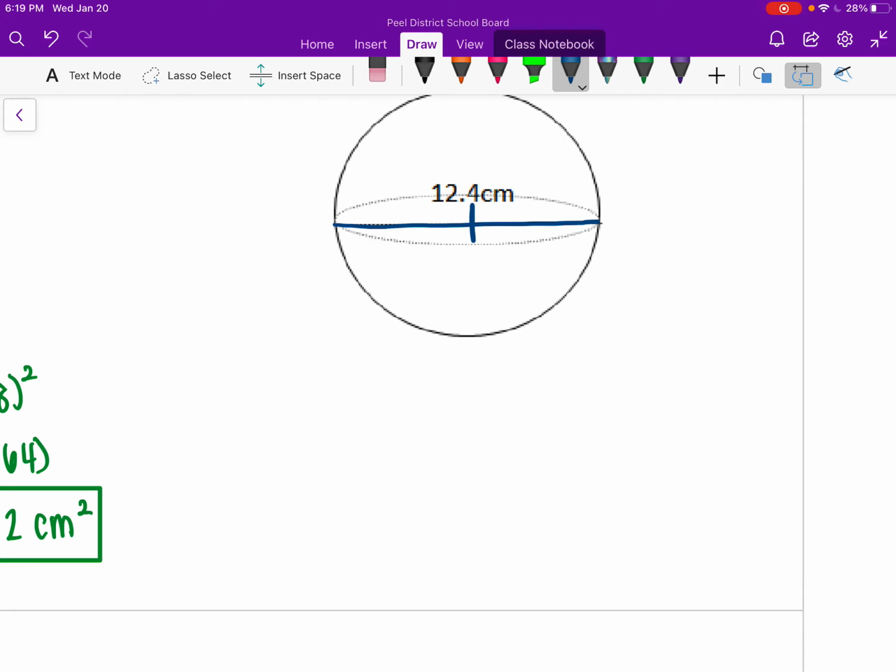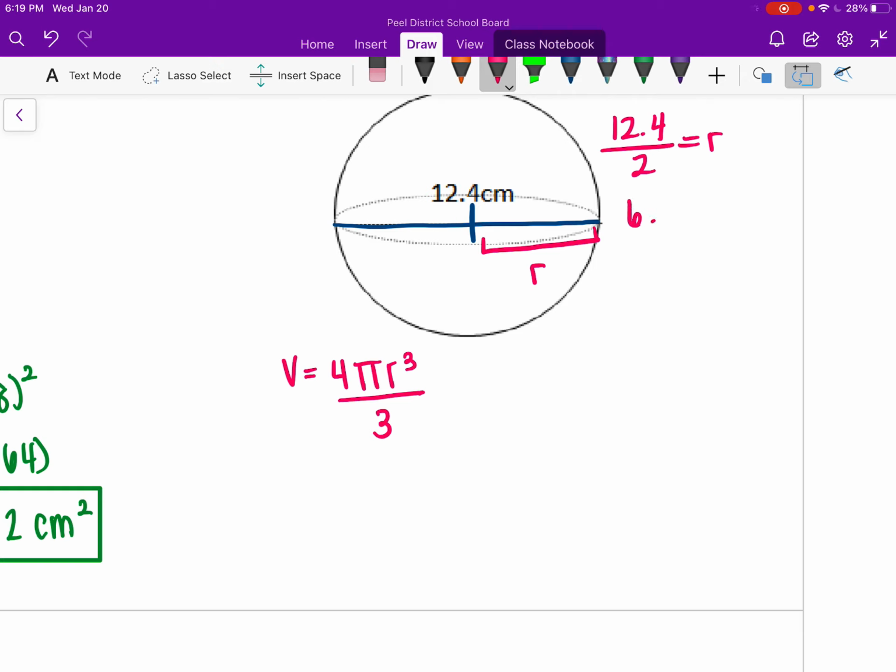All right, welcome back. So let's start with volume. We know our volume is going to be 4 pi r cubed divided by 3, right? We've got to find our radius first. Our radius is going to be equal to 12.4 divided by 2, so 6.2 equals r, right? So let's go plug in that r value.